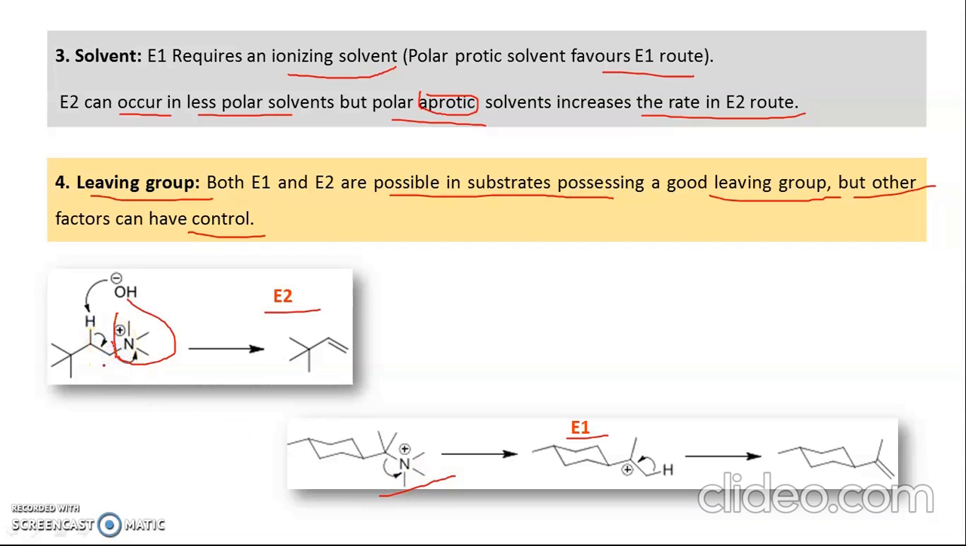But in the first case E2 is occurring, because if you remove the leaving group first, the positive charge will be here, which is primary. But in the second case, if you remove this, the newly formed positive charge is 3 degree. So obviously here E1 will be favored. This is 3 degree, three alkyl groups are there. That is why we are saying, though the leaving groups here are the same, other factors have control on the mechanism, so in the first case E2 is taking place, but not in the second case.